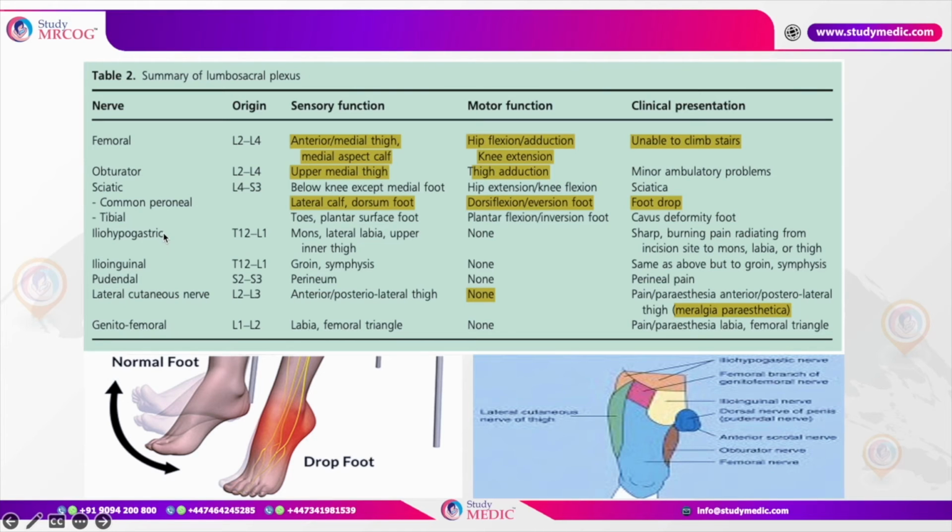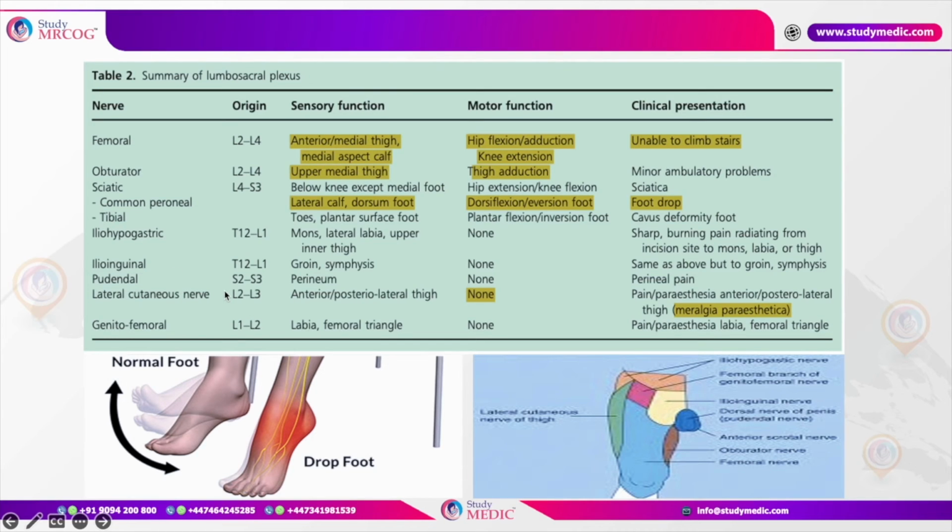Then these nerves, iliohypogastric, ilioinguinal, pudendal, lateral cutaneous and genitofemoral, all these do not have any motor function, they only have sensory function. So you have to remember which sensory area they supply, and in case they're damaged, it causes pain and paresthesia over that respective area. For example, iliohypogastric nerve supplies mons, lateral labia, upper inner thigh, and if it is damaged, it causes sharp burning pain radiating from the incision side to mons, labia or thigh.